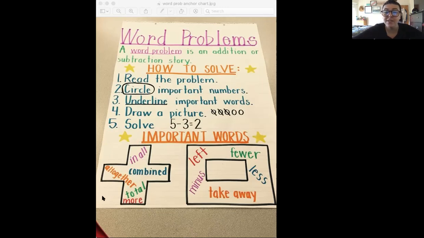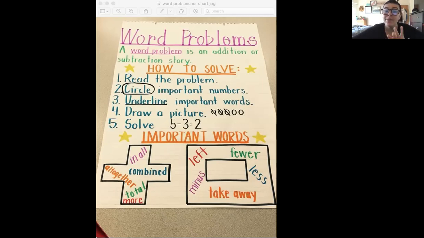So we see the plus sign here. All the words inside the plus sign tell us to add. So if a problem has the words in all, like how many fruits in all, we're adding. Combined, all together, total, or more, we're going to add. Subtraction, we have here. We have left, fewer, less, takeaway, and minus. So when we see those words, we know we need to subtract.